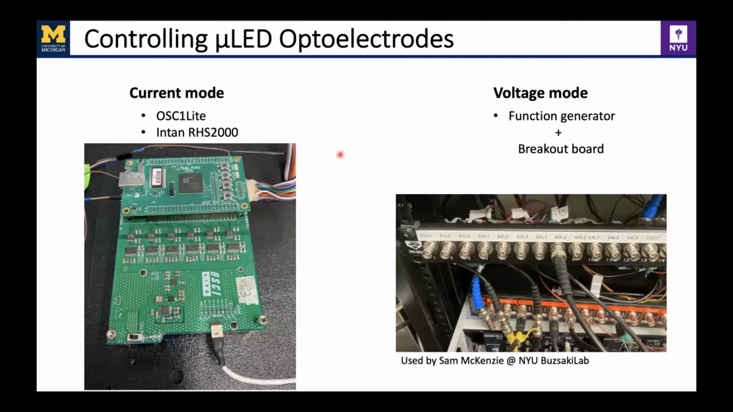Now the MINT program at Professor Yoon's lab developed this OSC1 light system, which you can see here. It's basically an FPGA-based current stimulator. But again, in voltage mode, using just a function generator and a breakout board, you could build your own breakout board. You can see here Sam McKenzie's breakout board that he used at NYU. For each LED, you can have its own individual connector, and then you can just physically plug in, day to day, whichever LED you want to activate.